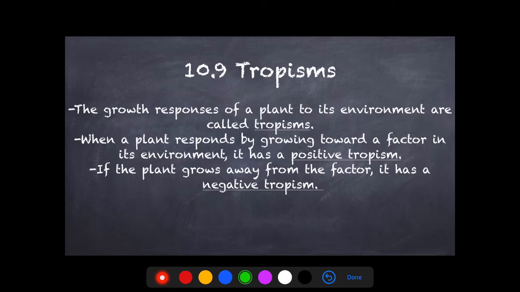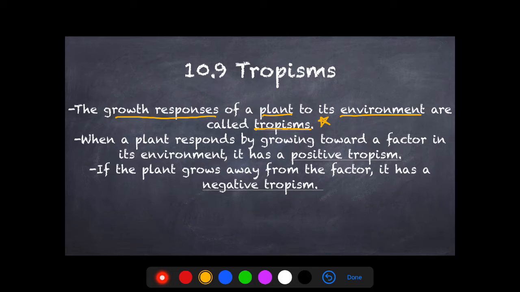So, when we talk about a plant responding to its environment, the vocab word that we're going to learn is tropism, okay? So, tropism is how a plant responds to its environment. This is an important word for you to know, so make sure you highlight it, underline it. Again, it's the growth response of a plant based on its environmental factors.